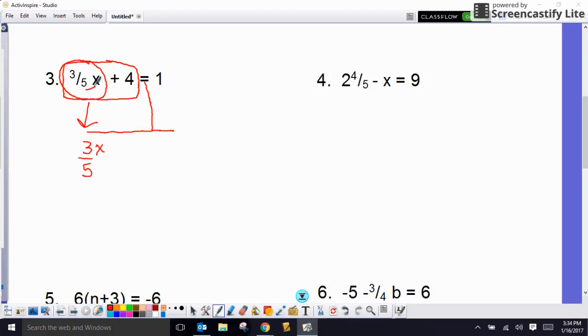Okay, so that's gone. Now I just have this plus 4. That's right. Subtract 4 from both sides. Oh, I forgot to bring down my equal signs. 1 minus 4 is -3.